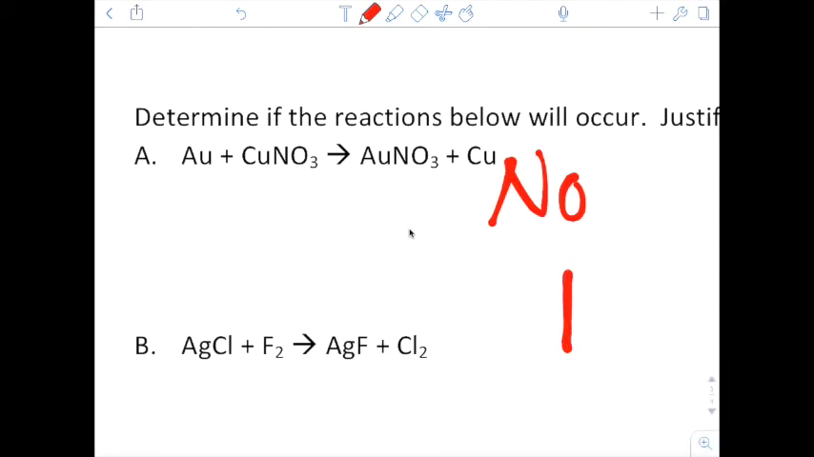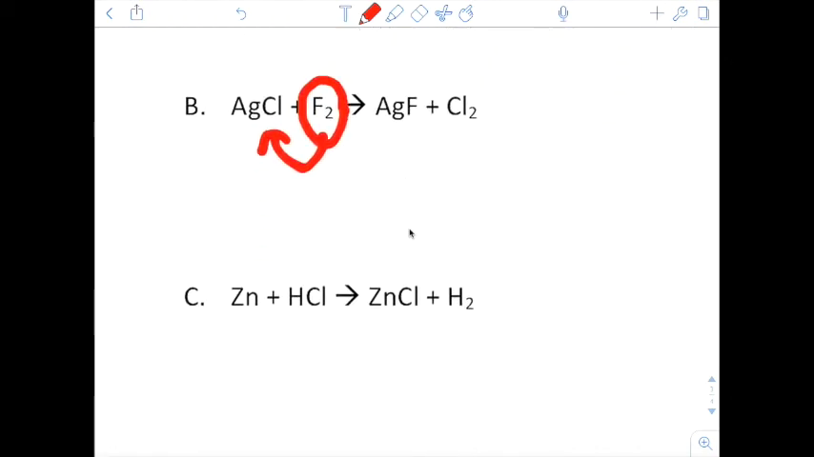The next one. Now here we see we have fluorine by itself. That's a nonmetal, so look on the periodic table. Fluorine is going to try to replace chlorine. Is fluorine higher on the list that we just made? Fluorine is higher, so that reaction will occur. And then our last one, we have zinc trying to replace the hydrogen. Is zinc higher than hydrogen? Yes, it is. So this happens and it produces hydrogen gas.